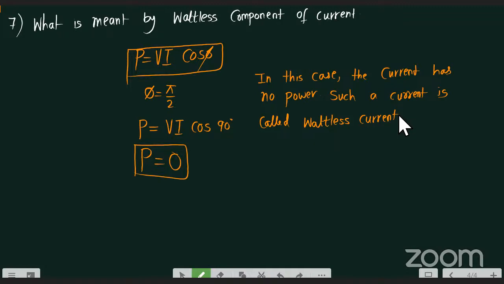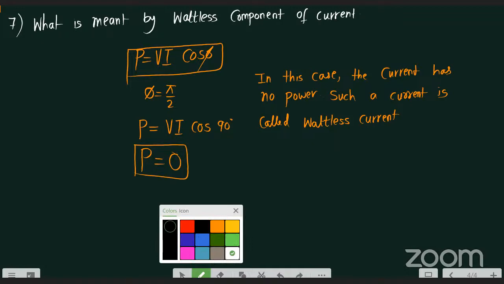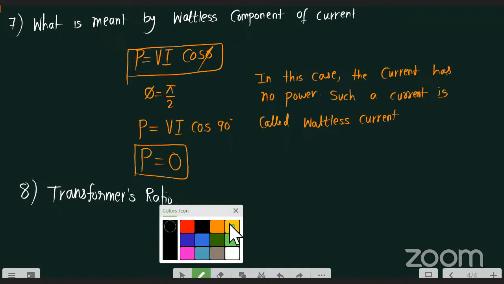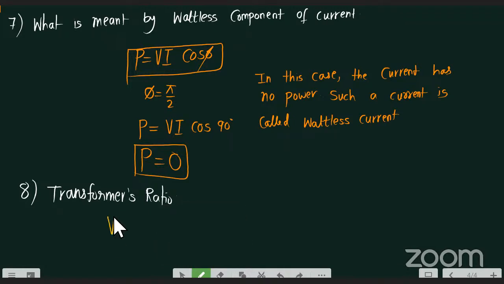One more question is left, that is transformer ratio. A very small question. What is the next question? It is transformer ratio. The first problem we did, that is the transformer ratio. What can I write? Voltage of secondary coil divided by voltage of primary coil is equal to number of secondary turns divided by number of primary turns. This is called the transformer ratio. I hope you have got this.